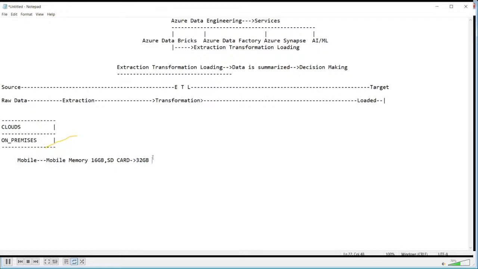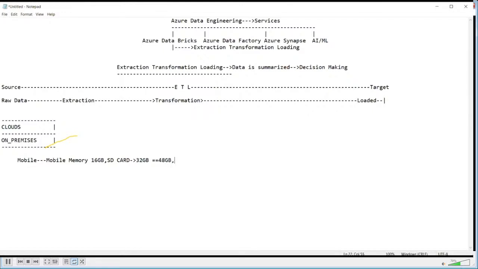So now tell me, totally, what is the amount of memory you have in your mobile phone now? 32 plus 16, guys, tell me now. 32 plus 16 means what? 48 GB. Very good. So totally, you can store up to 48 GB memory now in your mobile phone along with the SD card.